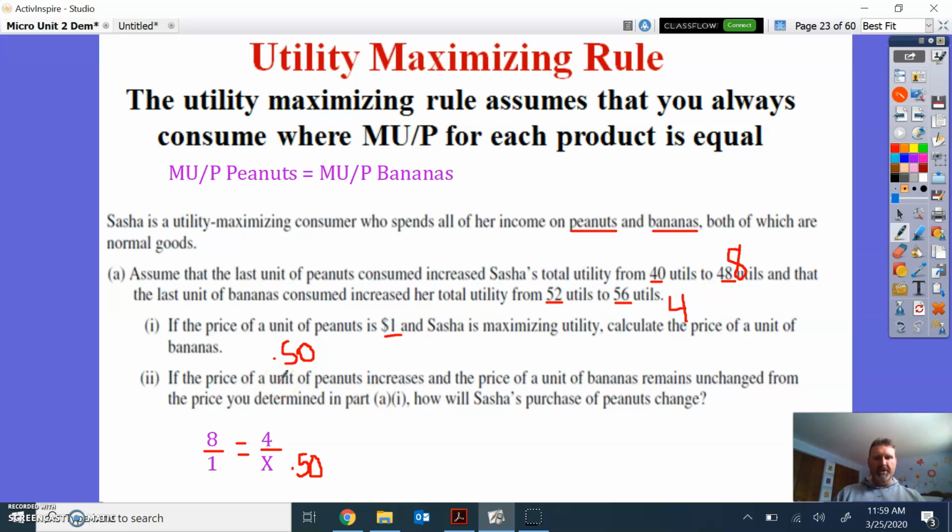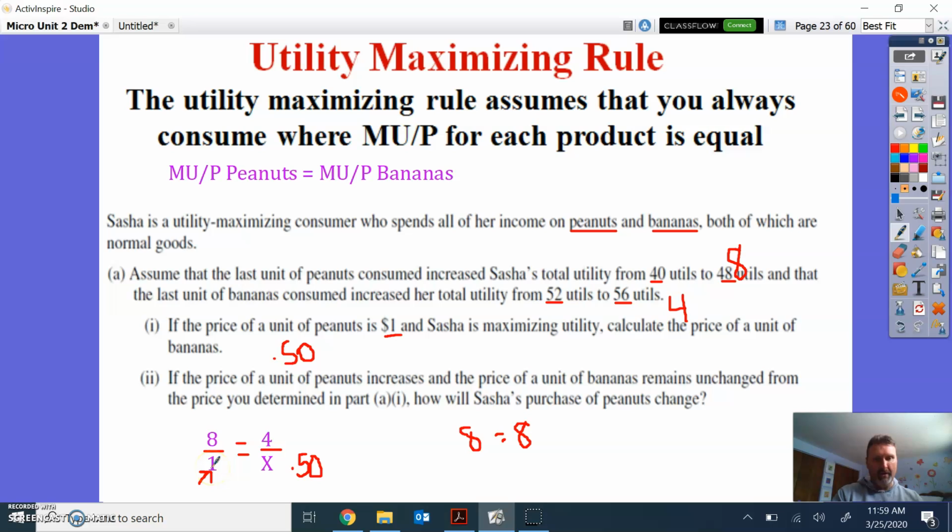The second question is, if the price of a unit of peanuts increases, so this number is going to get bigger, and the price of a unit of bananas remains unchanged from the price you determined in part A, how will Sasha's purchase of peanuts change? It's a great question. Right now we have 8 over 1 equals 4 over 0.5, which means 8 equals 8. We're equal. All of a sudden, this number gets bigger.